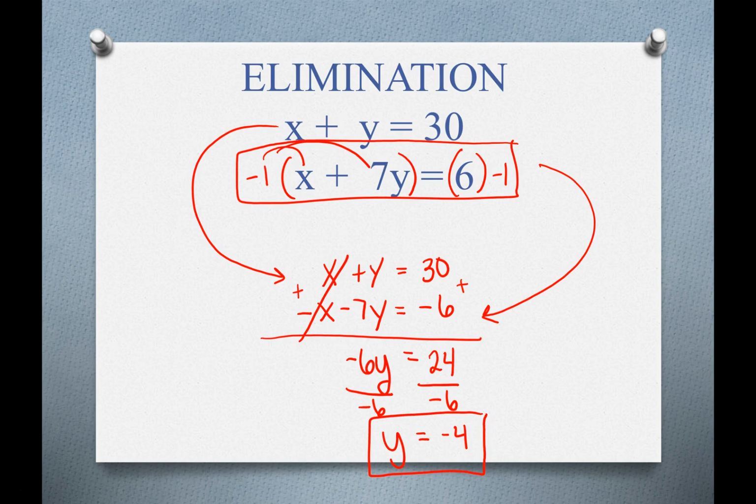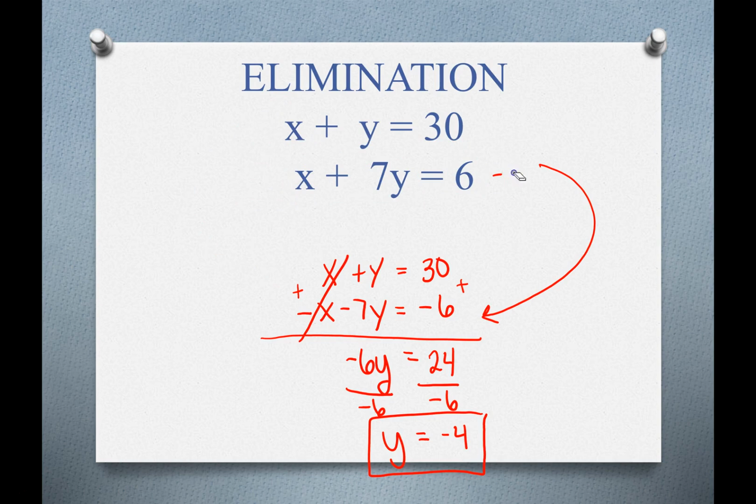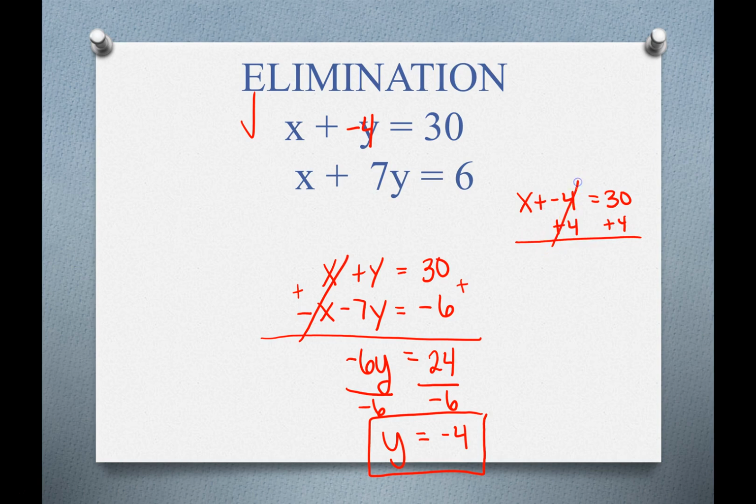We have to go back, and this is kind of an interesting point here. You have to now plug that y value into one of your equations. You could plug it into here, here, or the equation that you manipulated, that one there. I think in this case, I'm going to plug it into the first one because it's the easiest numbers. So I'll have x plus a negative 4, because my y is negative 4, equals 30. I'll be adding 4 to both sides. The 4's cancel. x equals 34.